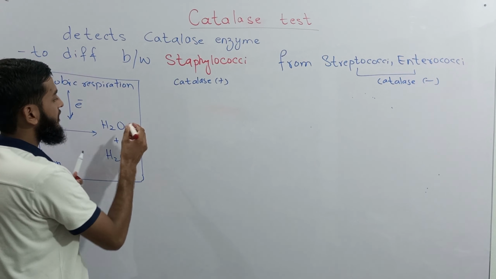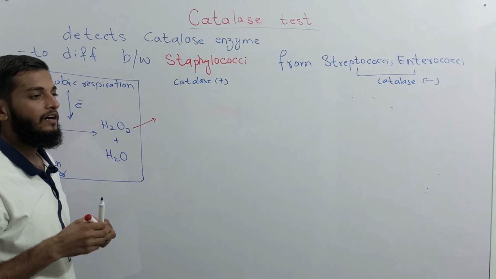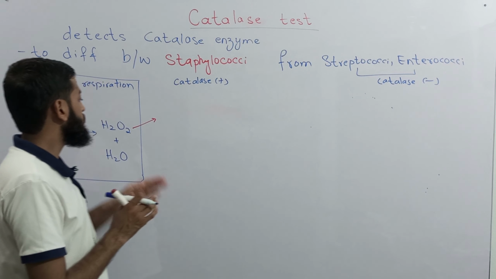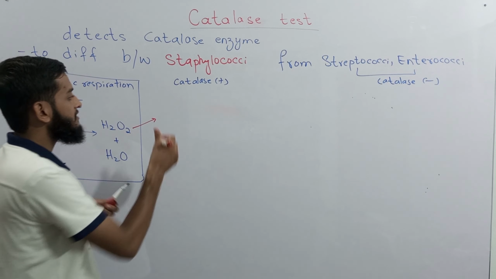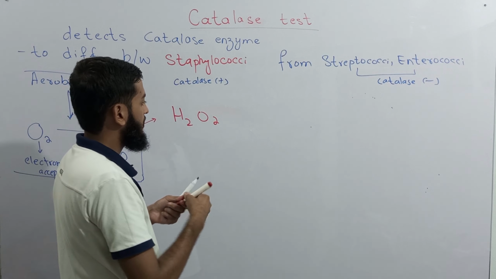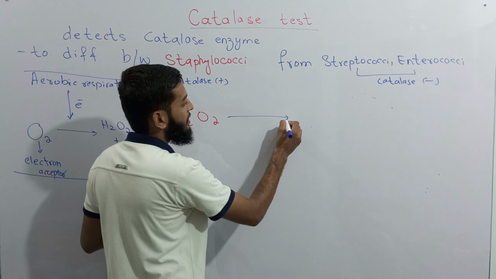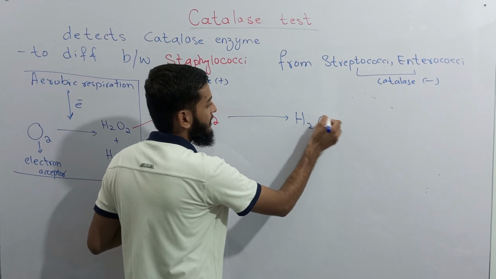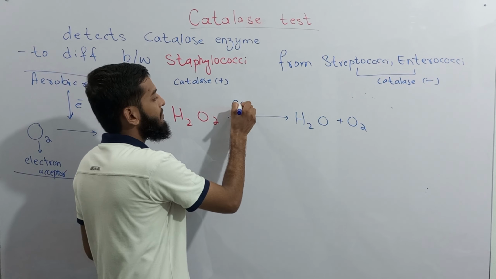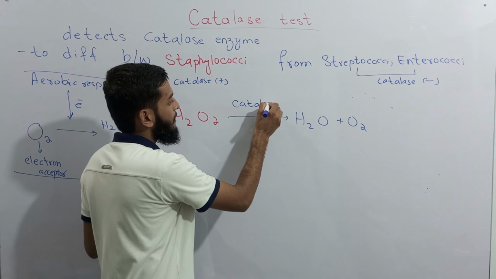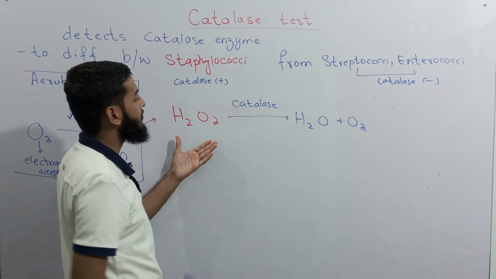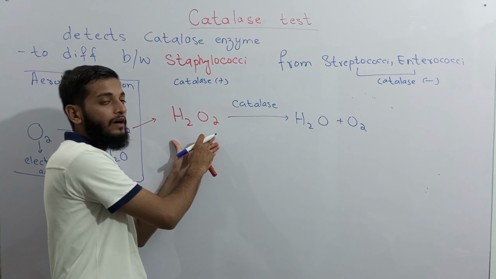This hydrogen peroxide is very lethal for bacterial cellular structure and enzymes. So this hydrogen peroxide is converted into non-harmful products. Hydrogen peroxide is converted into water and oxygen with the help of catalase enzyme. So catalase enzyme is protecting staphylococci from the dangerous effect of hydrogen peroxide.